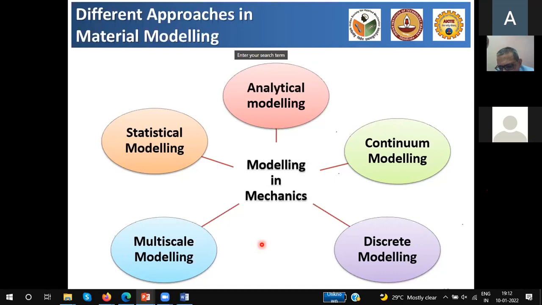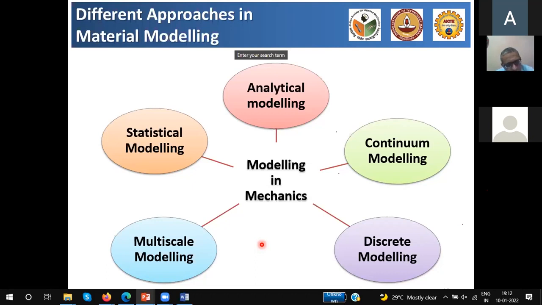And more recently, discrete modeling is something that is being done by looking deeper into each atom and so on. That is what you try to do when you cannot capture the overall behavior and you want to go deeper into the material.